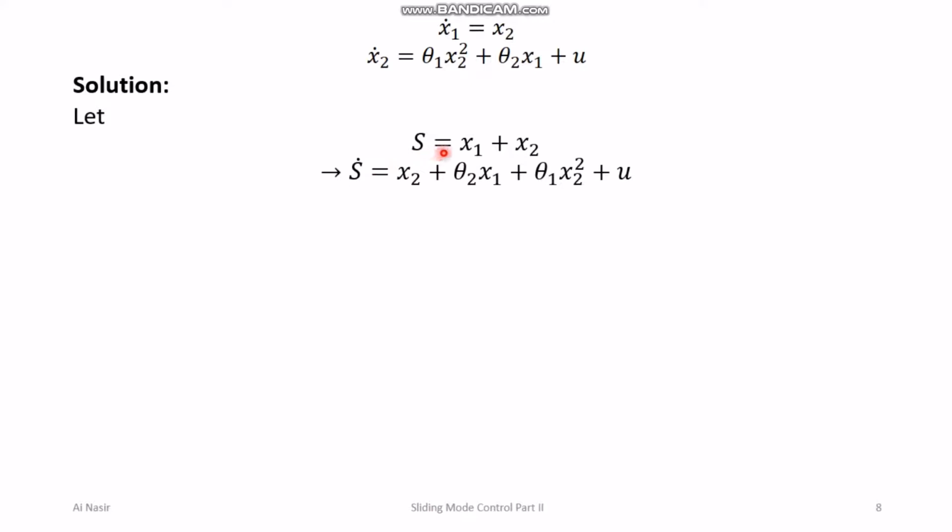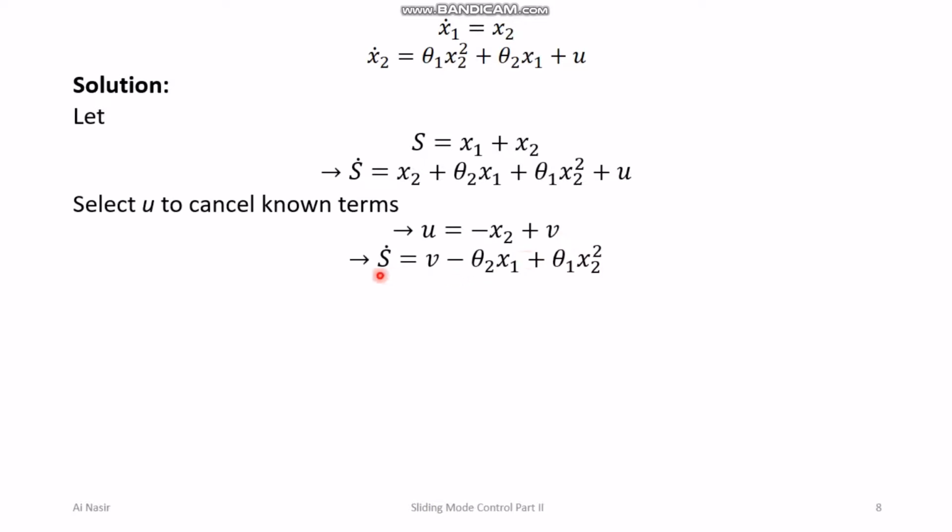Defining the sliding surface like this will result in the derivative of the sliding surface being x2 plus theta 2 times x1 plus theta 1 times x2 square plus u, and you can see that u appears in the derivative of the sliding surface. Now we cancel the known terms. There is only one known term, x2, so we make minus x2 appear in the expression of u to cancel this out, and then we have the other part of u still to be decided. Then we update the expression for the derivative of the sliding surface, and we remember that theta 1 is less than A and theta 2 is less than B.